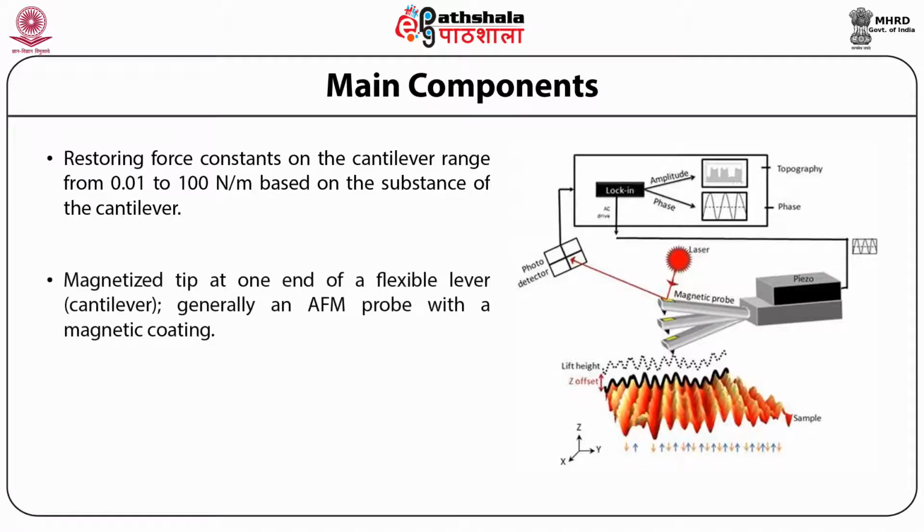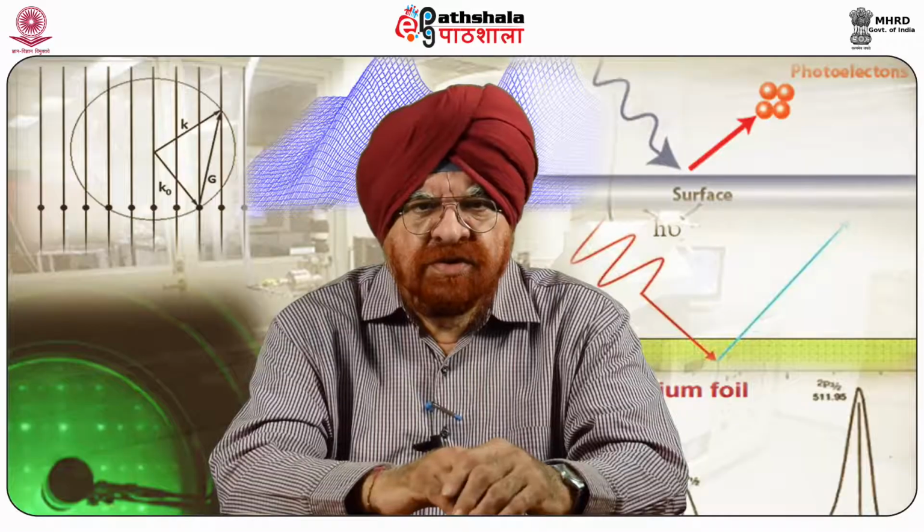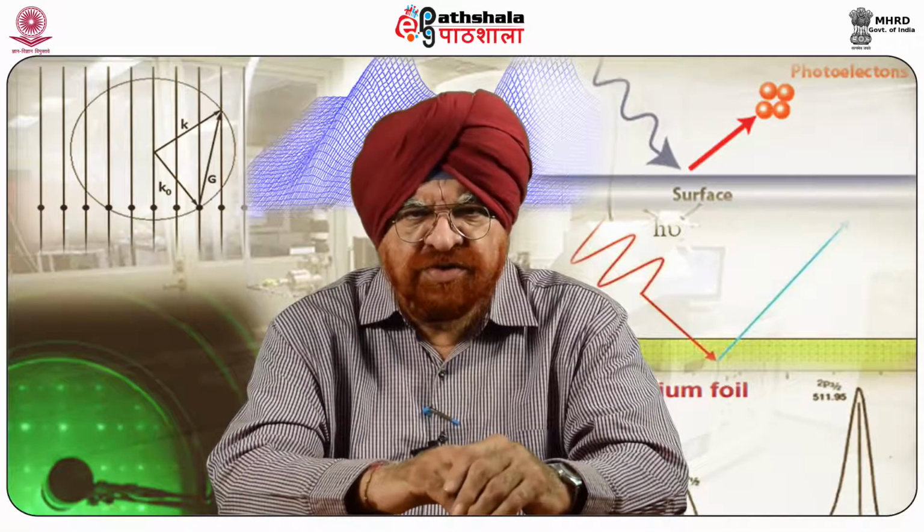A magnetized tip at the end of a flexible lever, that is the cantilever, is what we use. Generally an AFM probe with a magnetic coating is preferred for the sake of saving the tips. So we have the diagram given here. Then we come to the overview of this.